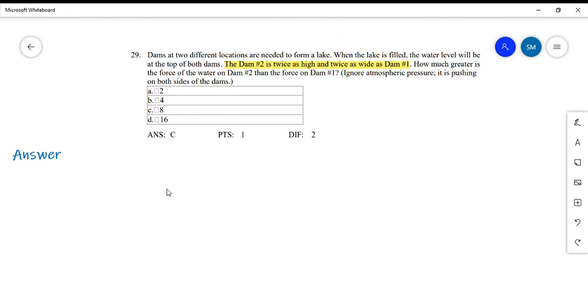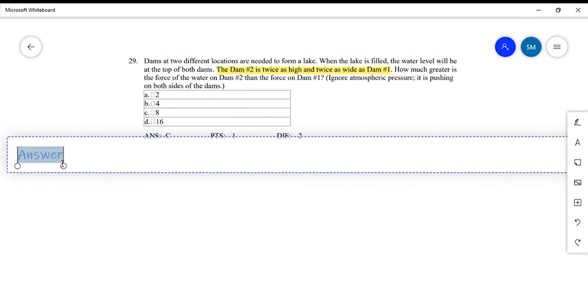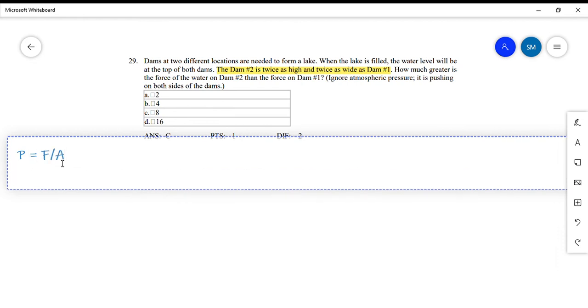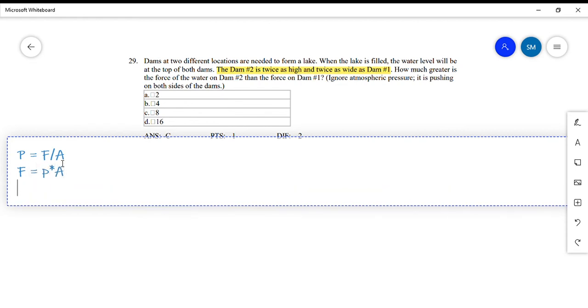The difference, I just said it. So we want to calculate the ratio between the forces. So simply we want to know the pressure and the area. As we all know this rule, I read it a lot of times: pressure is equal to F over A. So if we want to calculate F, it is basically P times the area. First we have to calculate the area, so we have to calculate the height and the width.